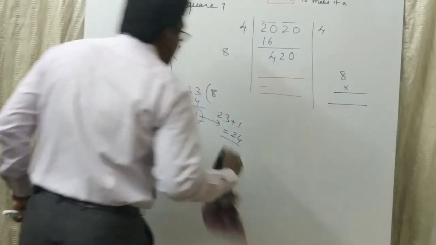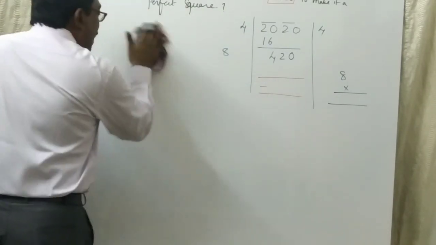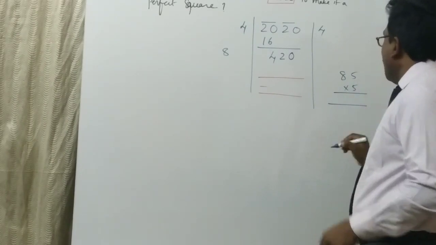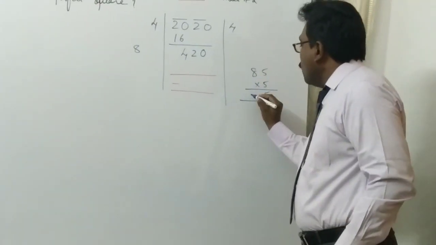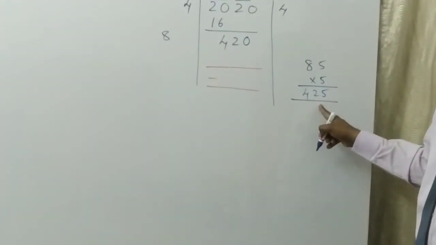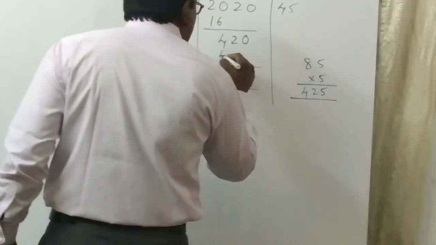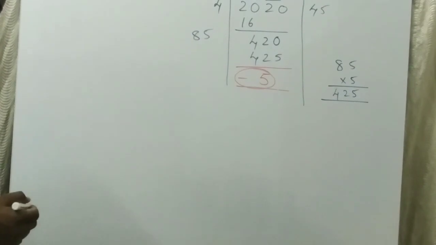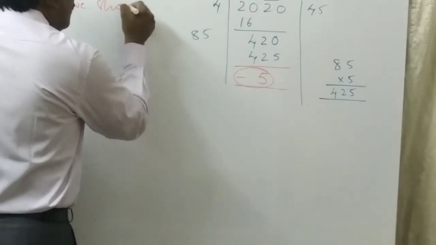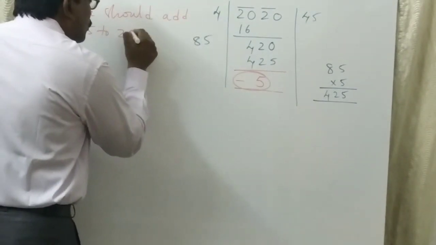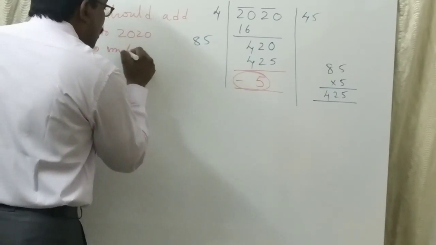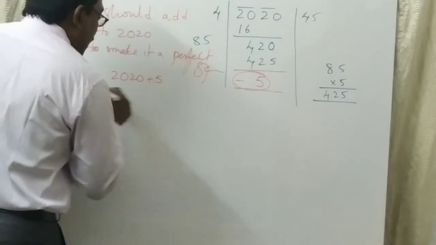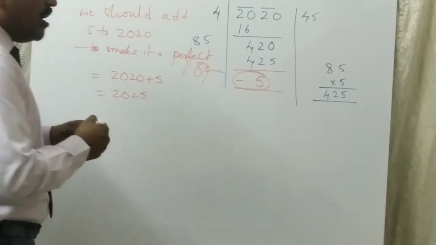Alright. The same procedure if you apply here, then I should get more than 420. Suppose I take 5, 5 fives are 25, 2. 5 eights are 40 plus 2, 42. Yes, it is more than 420. So 5 times I am taking, then how much did I get? 425. Then 420 minus 425, that is minus 5. So what number should I add? Therefore, we should add 5 to 2020 to make it a perfect square. Come on, add 2020 plus 5, 2025. Is 2025 a perfect square?